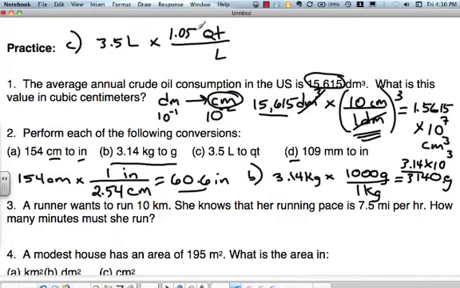1.057 quarts stays with quarts. And that needs to be on top because that's what I'm trying to get to. I'm trying to get out of liters. So 3.5 times 1.057. And my calculator says 3.6995. I'm going to say 3.7.